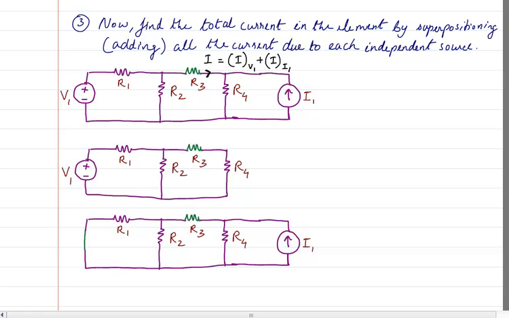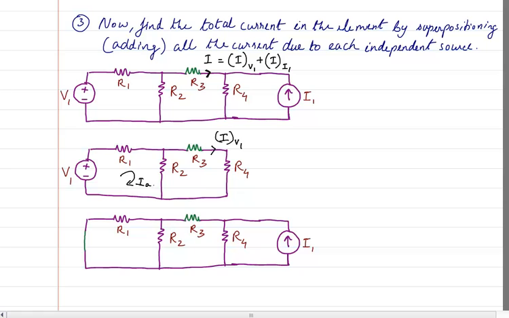So when I say acting alone, it means the other is made 0. When we make the other 0, the voltage source becomes a short circuit, and if the other source is a current source and you make the current source 0, it is as good as drawing it as an open circuit. So here the current that I will find out will be the current only because of V1. And how do we find it out? We know that we can use the mesh analysis.